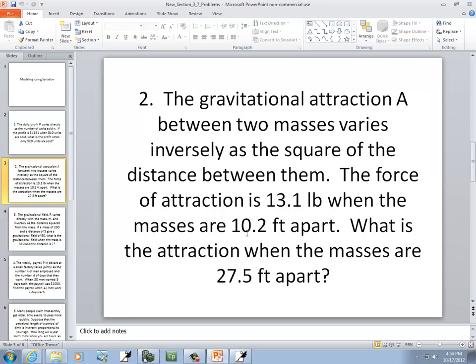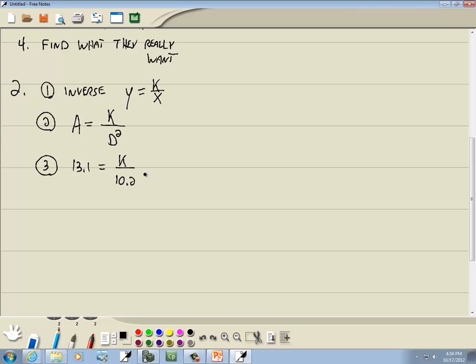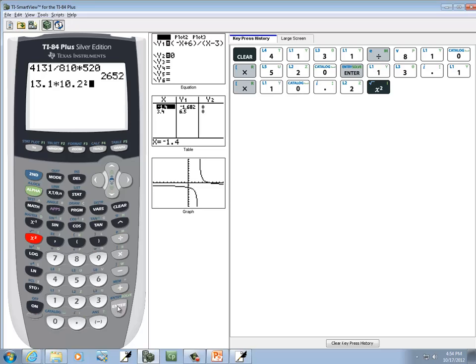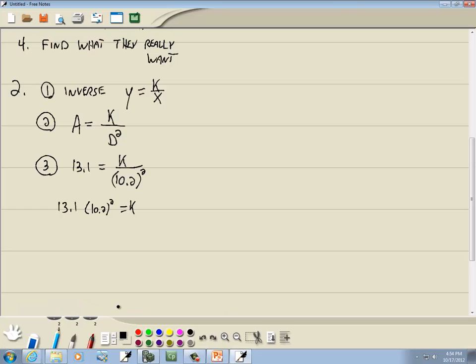When the masses are 10.2 feet apart, so they're telling us D is 10.2. Now I want to use this to find K, so I'm going to multiply both sides by 10.2 squared. So I got 13.1 times 10.2 squared. Let's see, 13.1 times 10.2 squared, and we get 1362.924. That's K.